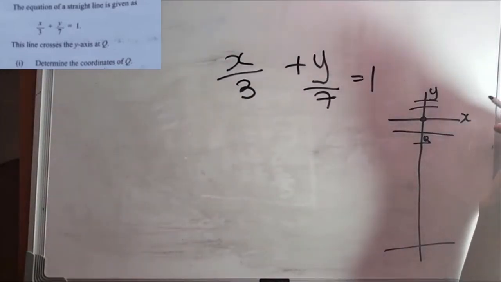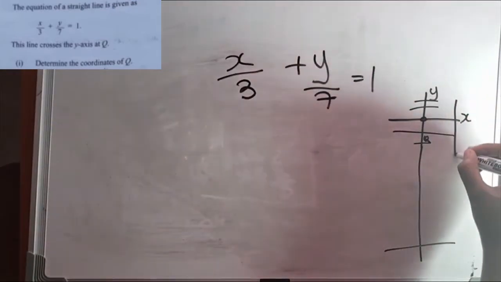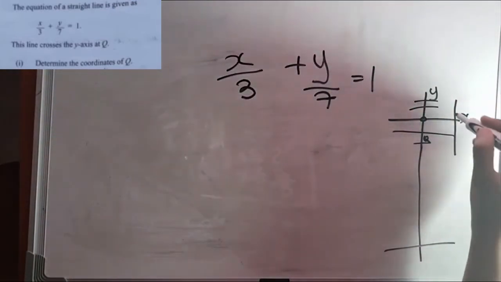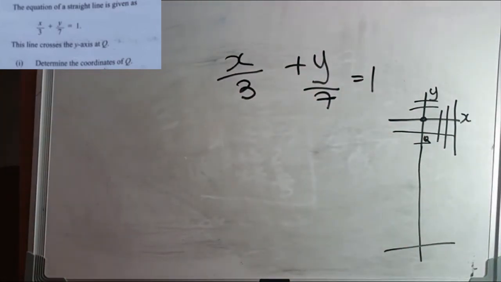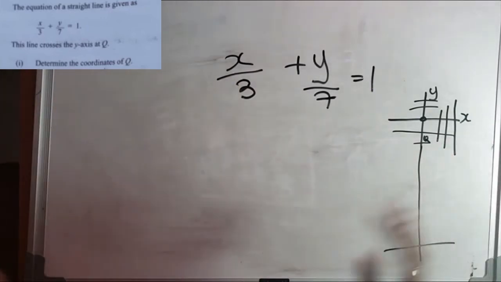Same thing if it crosses the x-axis, now y is 0. So if it crosses it here, y is 0. If it crosses it here, y is 0. Anywhere it crosses it, the other one is 0. Now this looks a mess. I'm sorry, I should not have done that, but yeah.